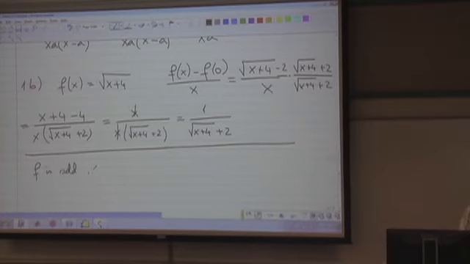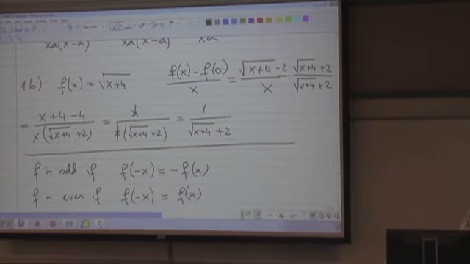F of negative x is equal to negative f of x. And f is even if f of negative x is equal to f of x. Right?